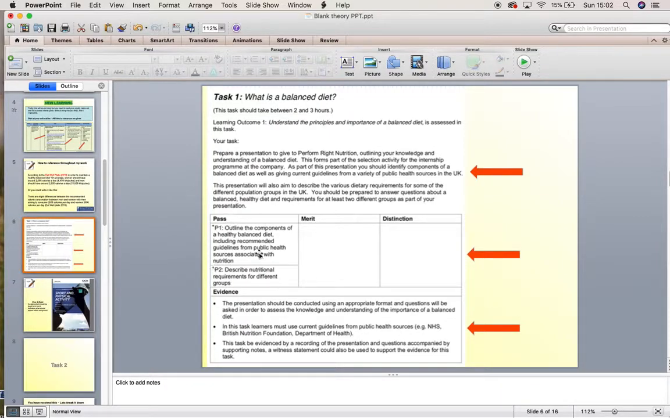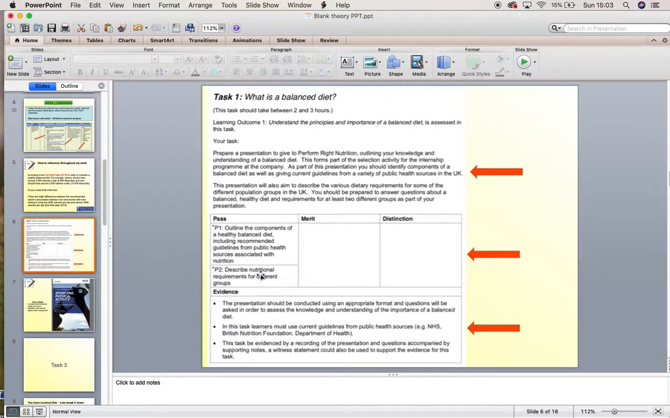If we pop down to P1, it says outline the components of a healthy balanced diet, including the recommended guidelines from public health sources associated with nutrition. Now, sources would indicate you need at least 2, okay, and I have given you plenty. So you need to tell me from public health sources what the guidelines are for all those different things. What are the guidelines for water? What are the guidelines for how much carbs? What type of carbs? Are they good carbs or bad carbs? Are they good fats or bad fats? Etc, etc.